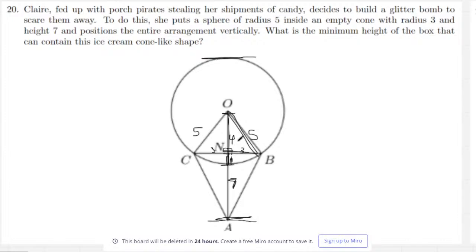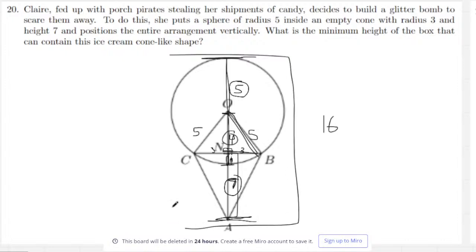So now, using this information, we extend this. This is just another radius, so we know this is 5. So our height is 5 plus 4, and then plus this height, which is 7. So 5 plus 4 plus 7 is 16. So the box, whatever box is containing it, must have height 16.